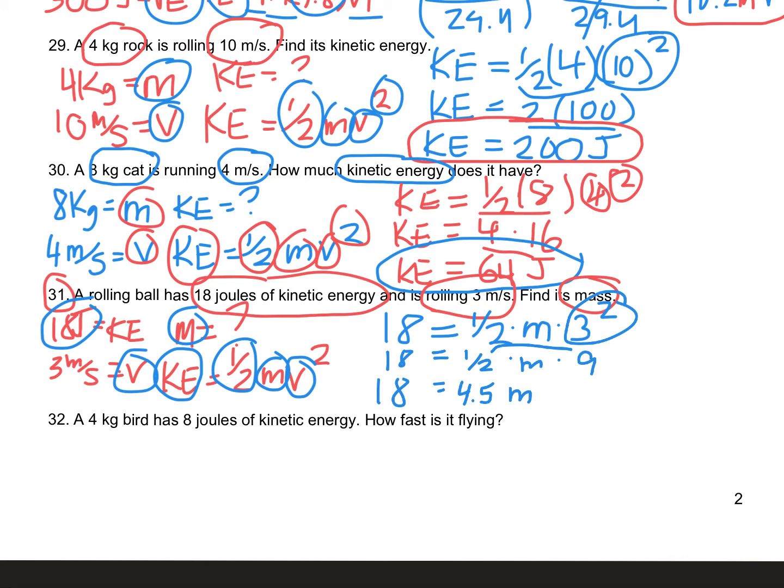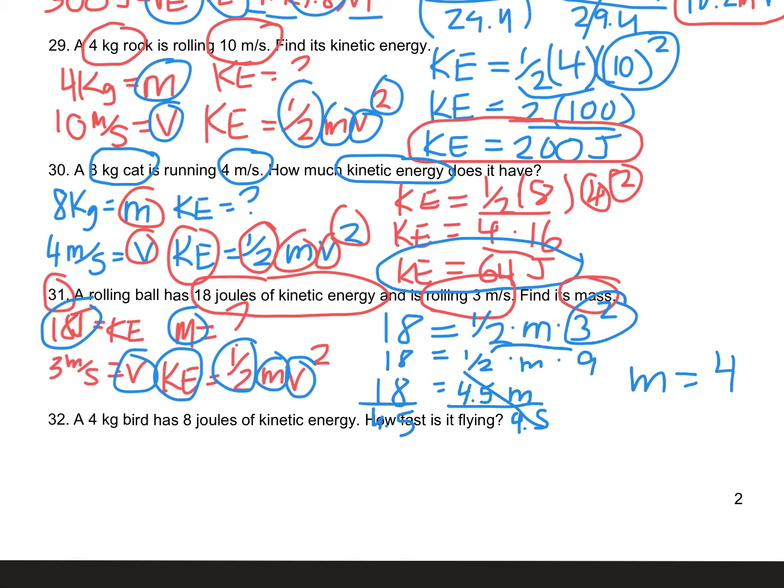If I want to get m by itself, I've got to do some algebra. I've got to divide both sides by 4.5. When I do that, 4.5 cancels out and leaves m by itself. And then I end up doing 18 divided by 4.5, and I end up getting 4 for my answer.